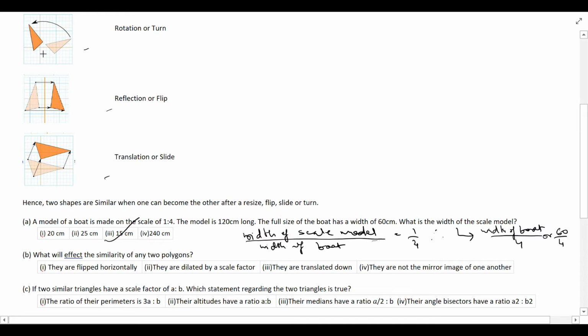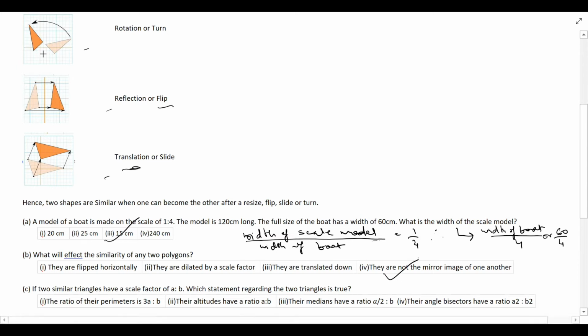B part, what will affect the similarity of any two polygons? They are flipped horizontally, they are dilated by a scale factor, they are translated down, or they are not the mirror images of one another. So we know that we have seen here flip is possible, scale factor is possible, we can have any ratio there, and translation is possible. So the answer here is that if they are not the mirror image of each other, then it will affect the similarity. Answer 4.